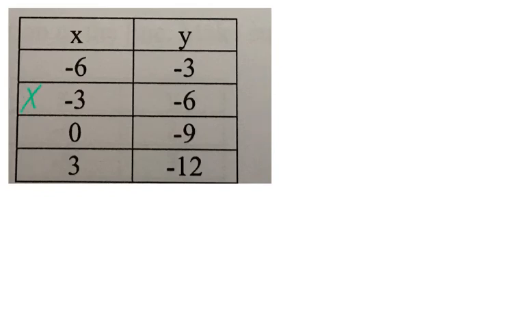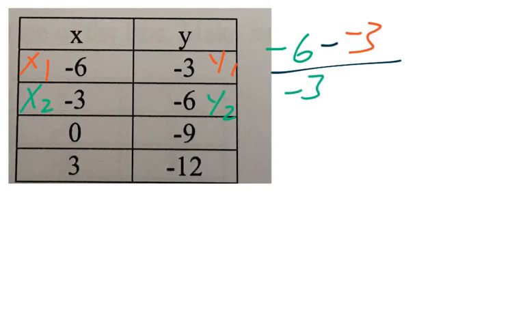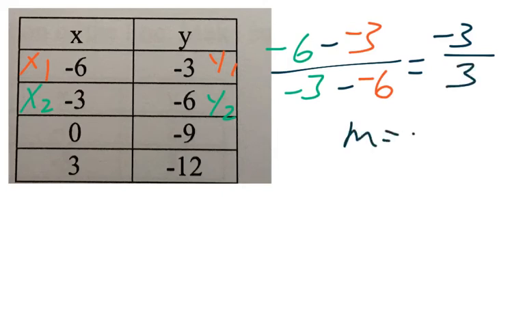Here on this one, I'm going to let x2 and y2 be negative 3, negative 6, and x1, y1 be negative 6, negative 3. So we got negative 6 minus negative 3 over negative 3 minus negative 6. And that gives us, let's see, that's negative 6 plus 3, so we get negative 3. And that's negative 3 plus 6, so that's positive 3, so our slope is negative 1.